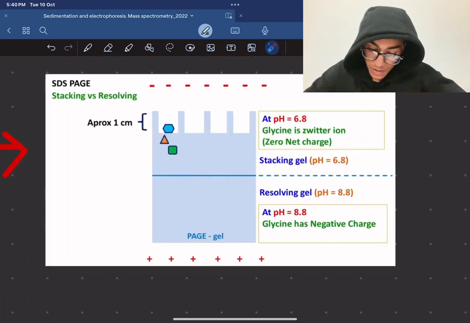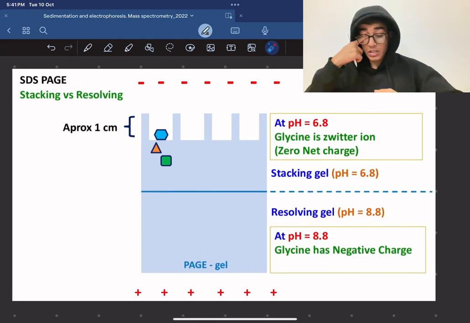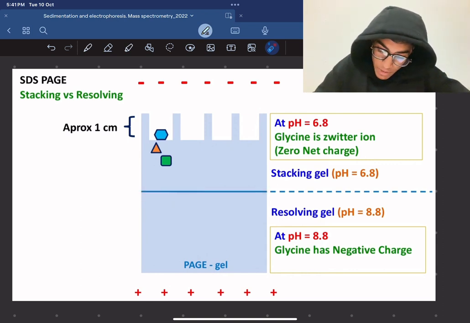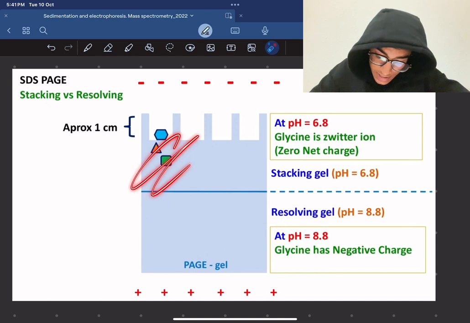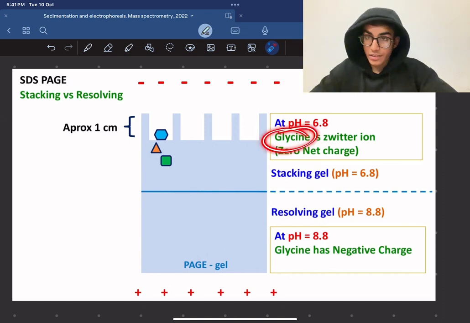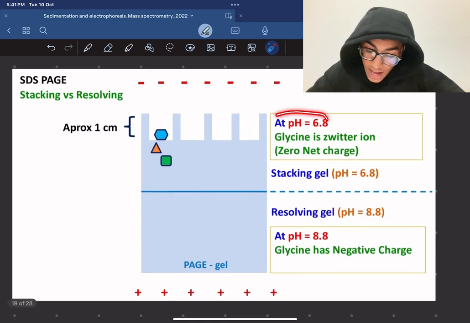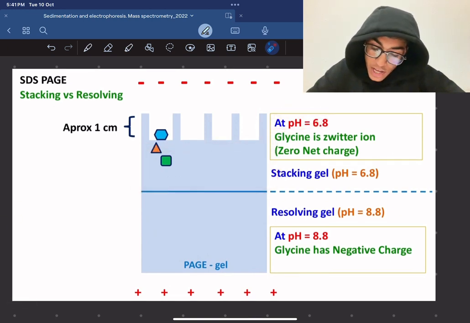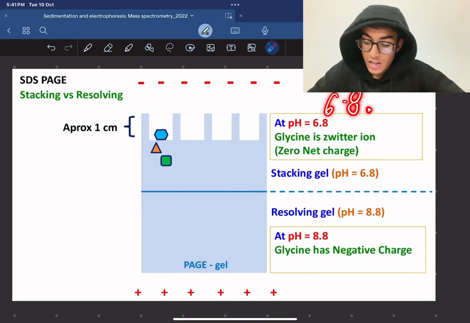What are those solutions? First, let's understand the gels over here. The gel is divided into two parts: this part on top and this part on the bottom. Glycine is a component of the polyacrylamide gel. And this part over here will be at a pH of 6.8.